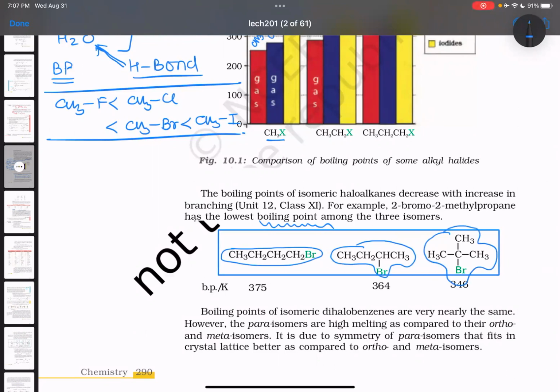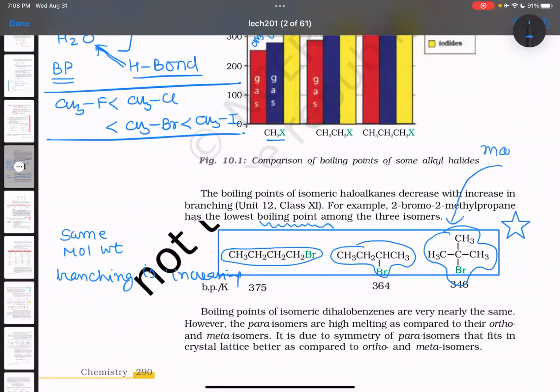Can you see this? Same molecular weight, but the branching is increasing. You can write branching as increasing. Which example shows increasing branching? In this one, the carbons are not all in one line; they are coming out from one carbon, and this is the most branched.